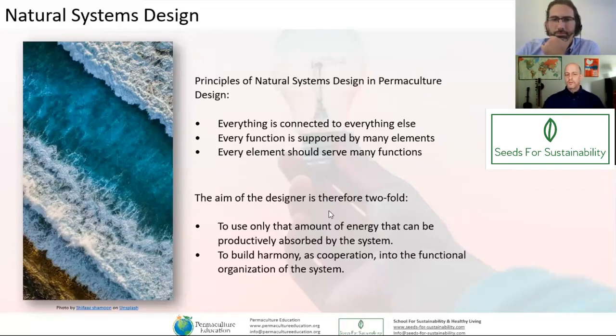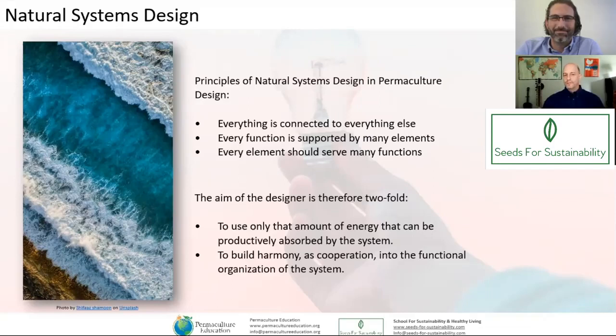Now, source to sink is a model used by ecologists to talk about how variations in habitat quality affect the growth or decline of organisms. And this involves talking about the web of life. Man is merely a strand in the web of life, and whatever he does to the web, he does to himself. That's a quote from Chief Seattle.